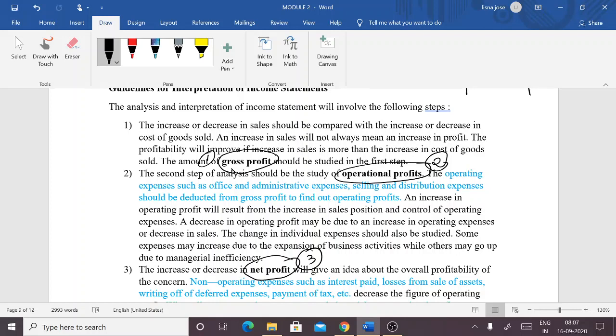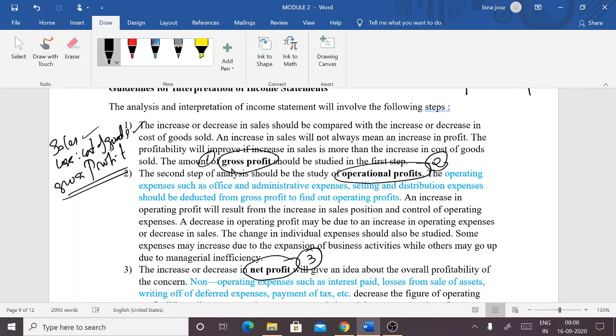Then the first one is how we can interpret the gross profit. We know how we get the gross profit: sales less cost of goods sold gives the figure of gross profit. Right. So the first thing you need to do is identify the sales, which will be given, then the cost of goods sold, which will also be given. You just need to deduct that and you will get the figure of gross profit. And you just need to compare that.